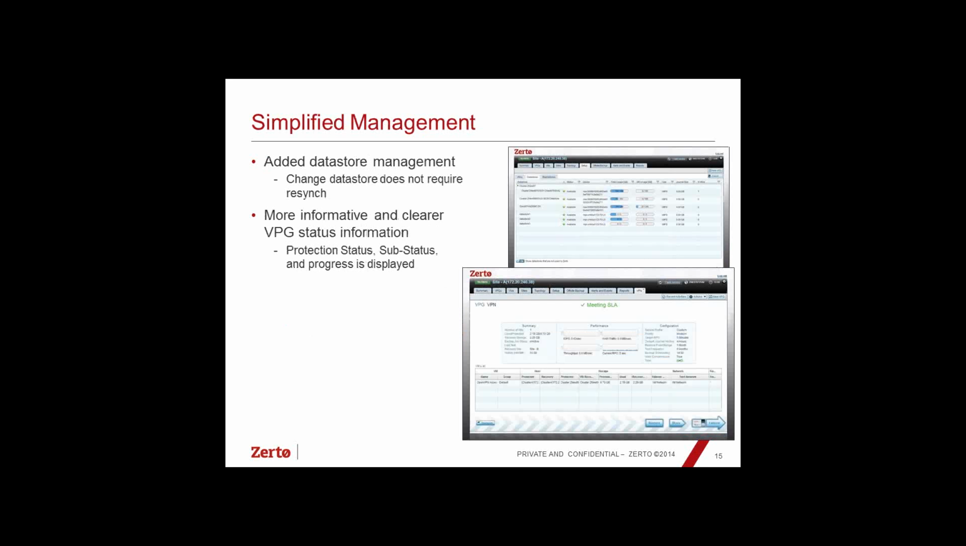So first, to add a data store. Now to change data storage, you don't have to do a complete resync. You can use the storage vMotion feature and get some alignment there, so that resync is no longer required, which makes things a little bit easier. And then within the VPG status, you can see protection status, substatuses, and also progress. So as things are syncing up, you'll see the relationship between the two.